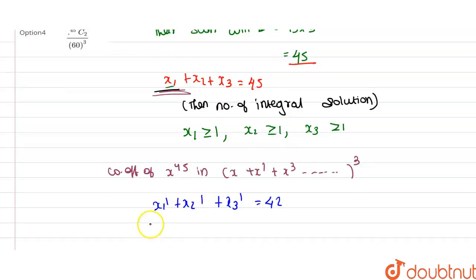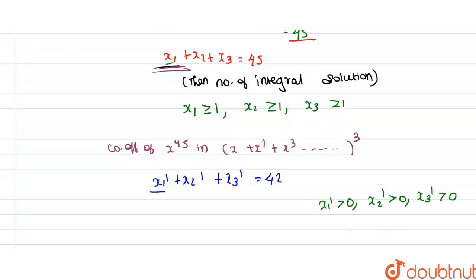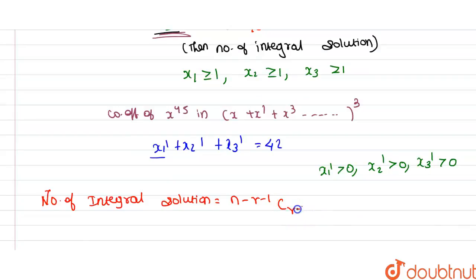Next, x1 dash is the number of integral solutions in this term. x1 dash will be greater than or equal to 0, similarly x2 dash and x3 dash will be greater than or equal to 0. So the number of integral solutions will be equal to n plus r minus 1 C r minus 1. This is the formula.